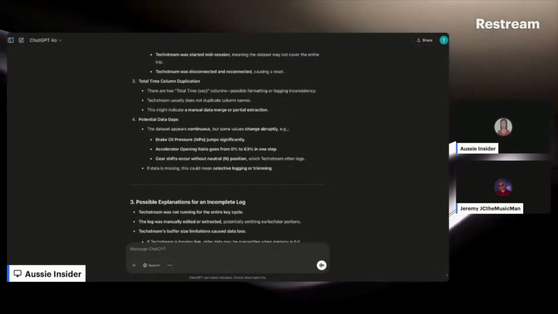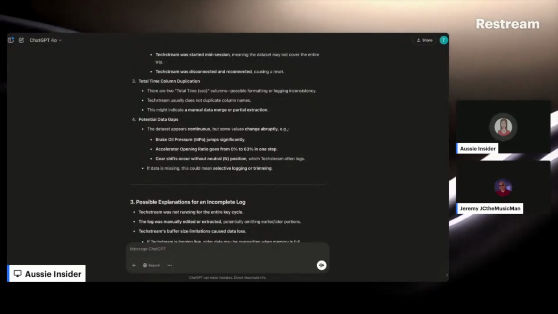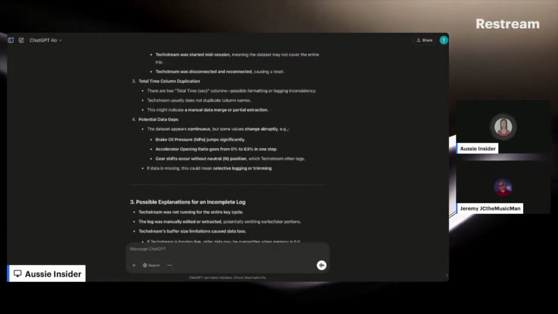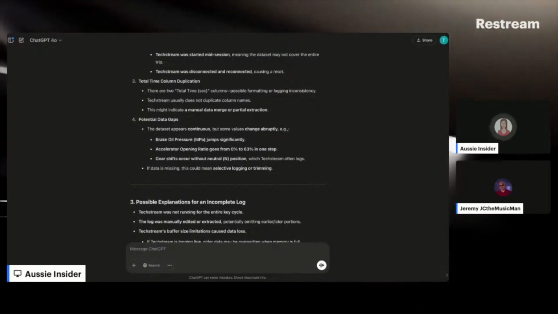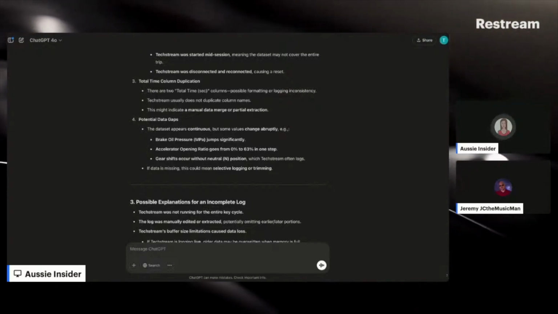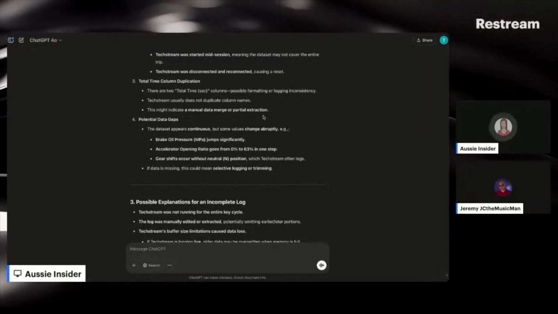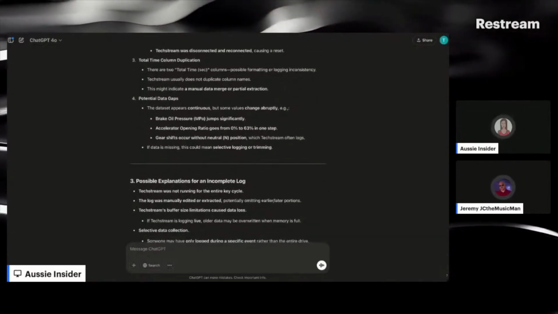Number 3, total time column duplication. There are two total time second columns, possible formatting or logging inconsistency. TechStream usually does not duplicate column names. This might indicate a manual data merge or a partial extraction. Of course, that's what I always suspect.